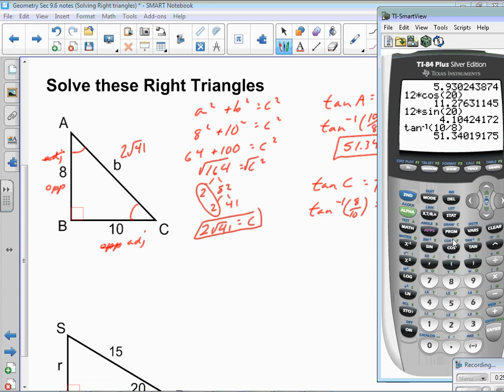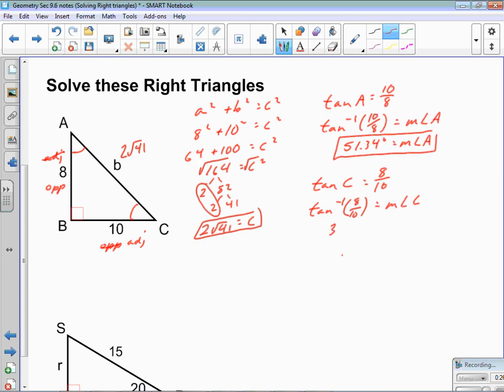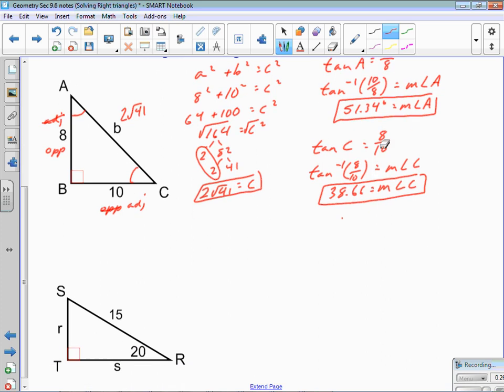So second function tangent, 8 divided by 10, gives me 38.66. Really and truly, I kind of overdid it because we could have just subtracted 51.34 from 90 degrees and also gotten 38.66. But either way.